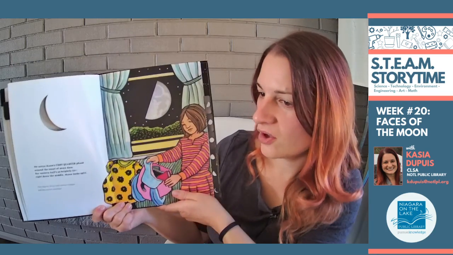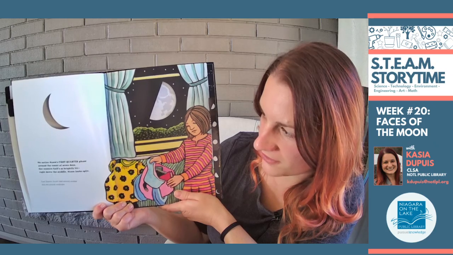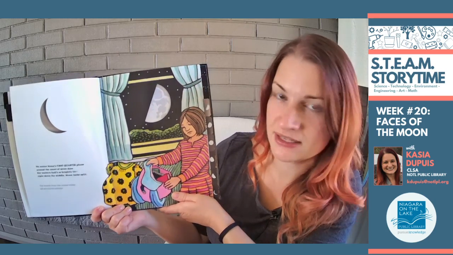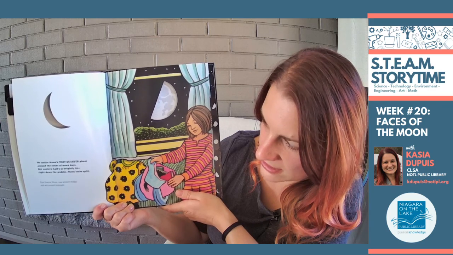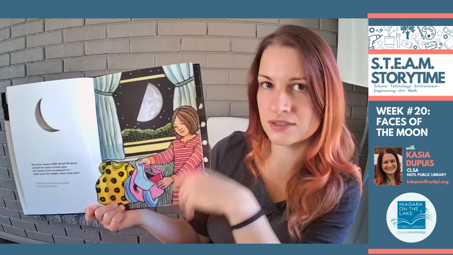Okay. We notice moon's first quarter phase around the count of 7 days. Her western half so brightly lit, right down the middle, moon looks split.